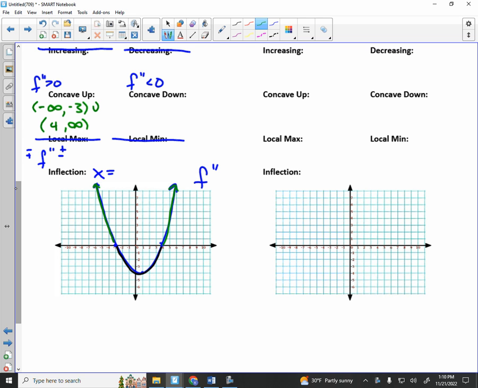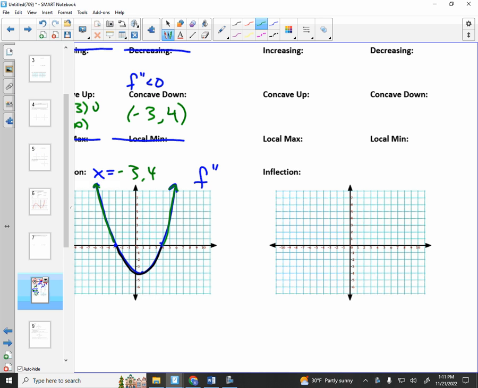F double prime, when is it negative? It's negative from -3 to +4. So what are the points where you change from concave up to concave down? So -3 and 4 are where your inflection points happen. Those should always match up with this up here. See what I'm saying? These are connected together. Got that?